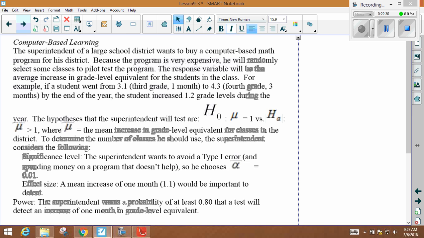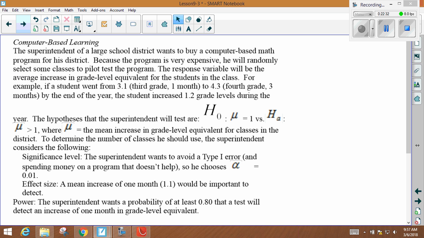So the superintendent wants to buy a large computer-based math program for his district because the program is very expensive. He will randomly select some classes to pilot the program. The response variable will be the average increase in grade level equivalent for students in the class. For example, if a student went from 3.1 to 4.3, the student increased. Okay, cool. So we're looking at a difference again. So we want them to increase one grade level.